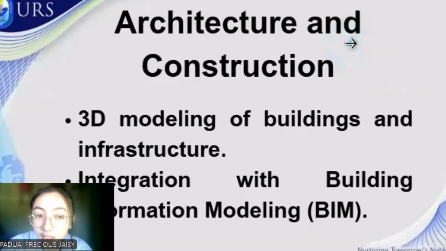The next field is architecture and construction. Architects and civil engineers use CATIA for 3D modeling of buildings and infrastructure. It also integrates Building Information Modeling, or BIM, allowing precise planning, visualization, and collaboration in large construction projects.